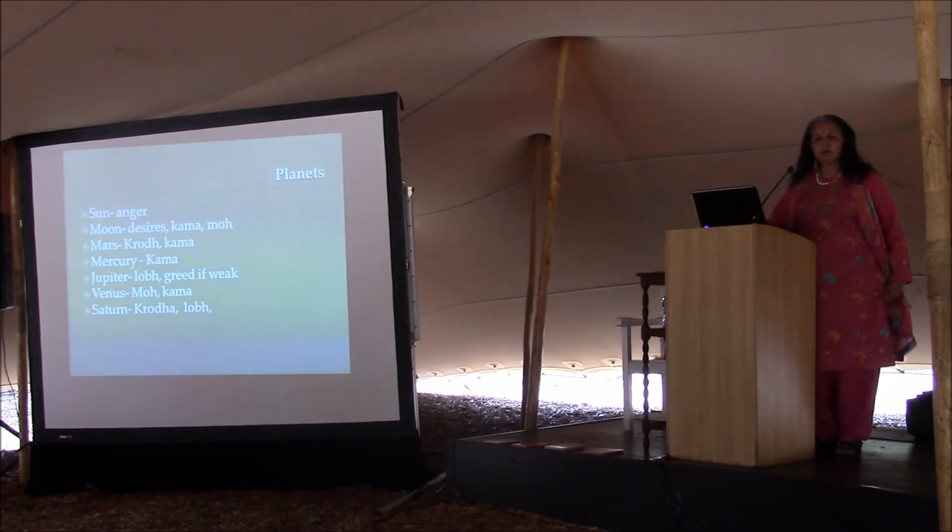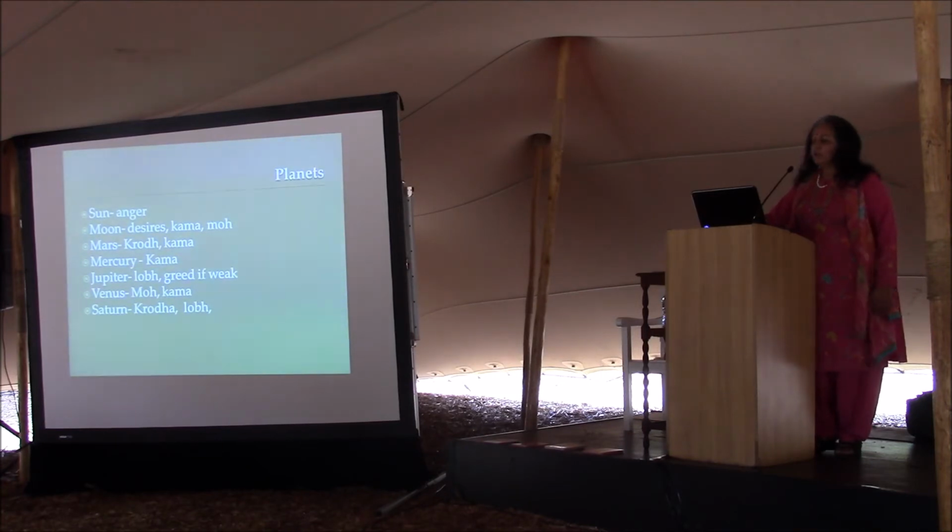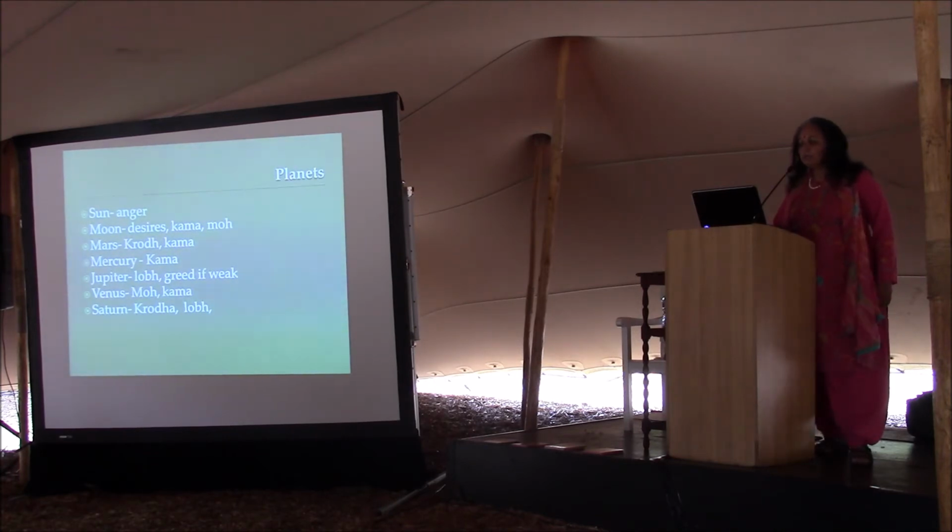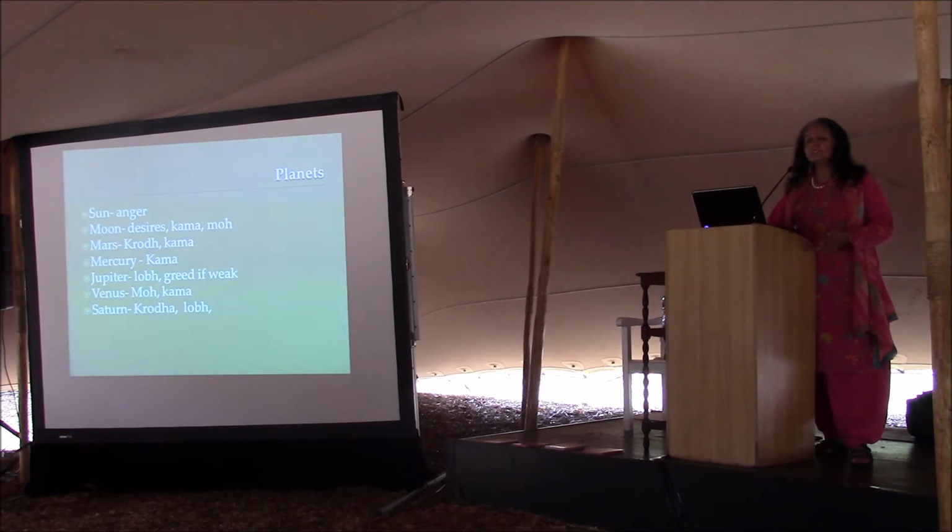It's about power. Sun, of course, also dispenses justice as the king, as a powerful person. Moon is desires, Kama, more. Mars is Krodh. Mars can also be Kama because it's passion. Mercury is Kama. Jupiter can be Lobh, and greed if weak. So Jupiter, although he did not feature in the earlier story, also has his weakness.